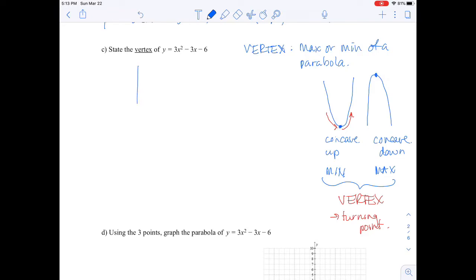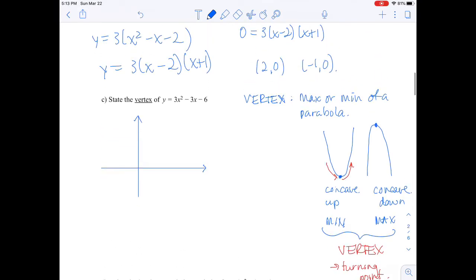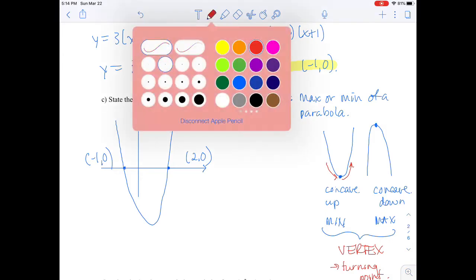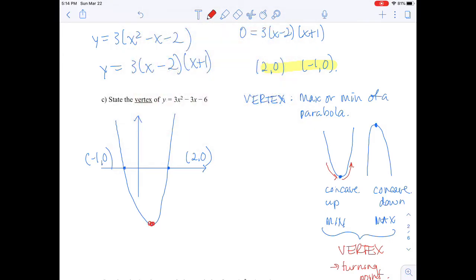So how would we find the vertex of this guy? Well, I don't even really need to know how to graph it, but what I do need to realize is that I can use my x-intercepts that I found up here to help me do this. So what I'm going to do is sort of roughly plot my two intercepts, and then, even though I have no idea what this looks like, I know that it has this shape. And basically what I'm trying to find is this point right here, the minimum.